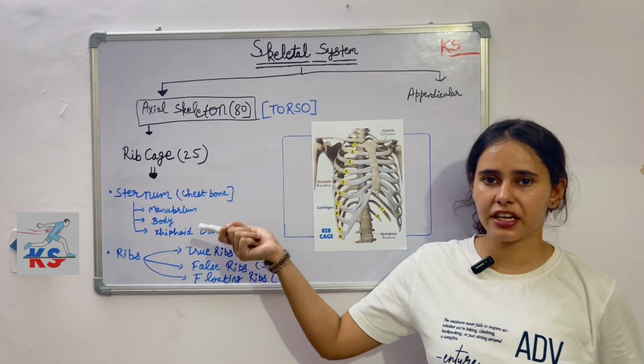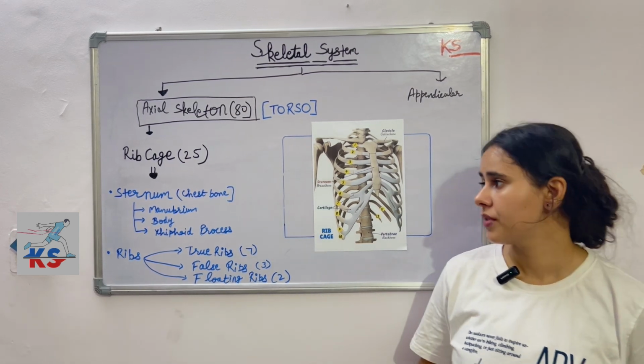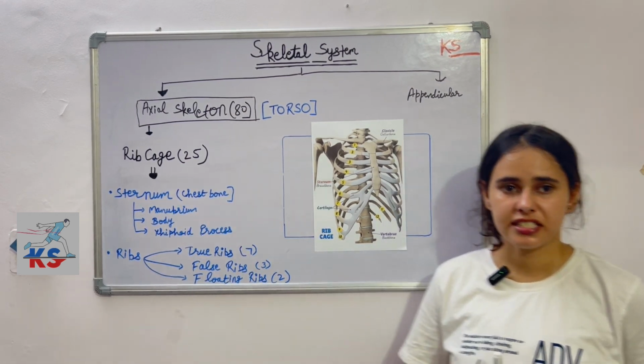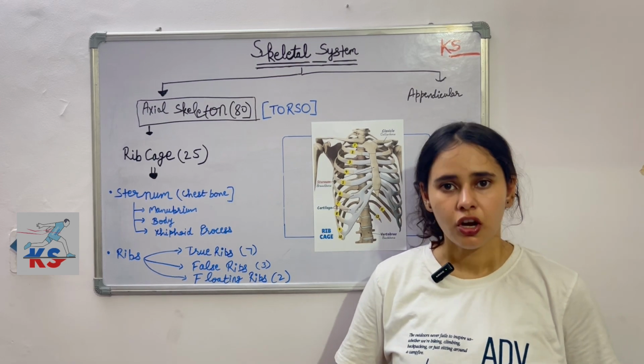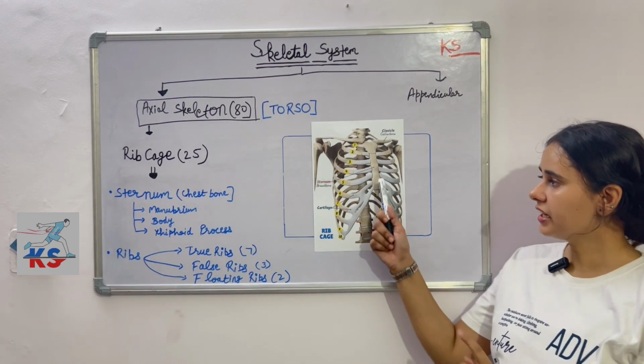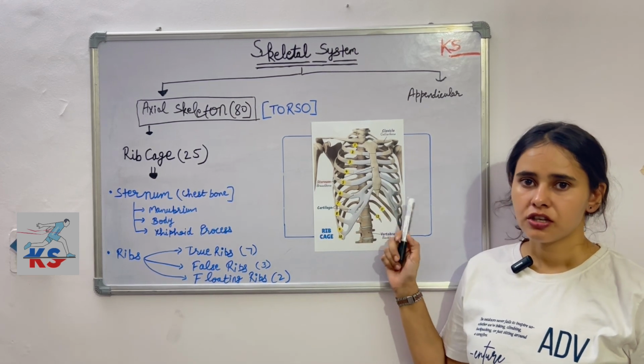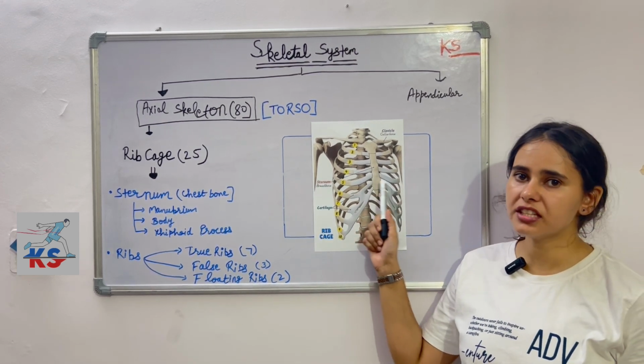Next is the rib cage. In the rib cage, we have 25 bones. Let's learn about them. First is sternum. Sternum is also called the chest bone or breastbone. So this is sternum, present at the center. Sternum is the bone to which ribs are attached. It is attached to ribs from both sides.